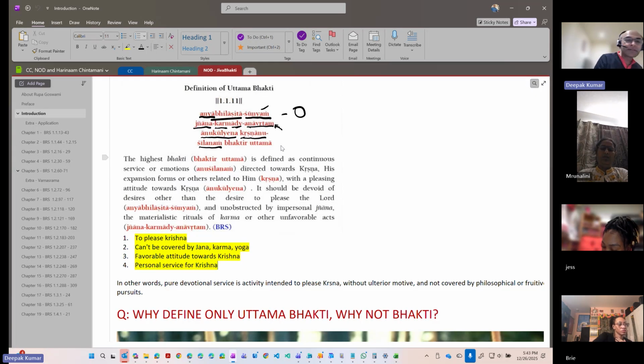So this is the definition. Now let's analyze this. We can be honest to ourselves. So let's start with the primary one, which is the bhakti which we are doing. Does it have the favorable attitude towards Krishna, ānukūlyena kṛṣṇānu? So the bhakti which we are doing, do we all think that we are doing this bhakti which is favorable for Krishna? What do you have to say?